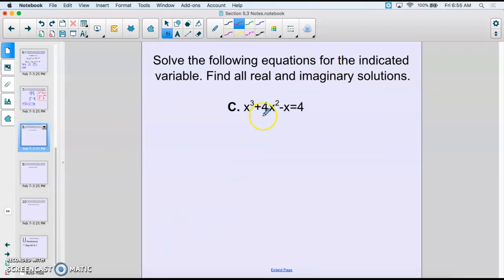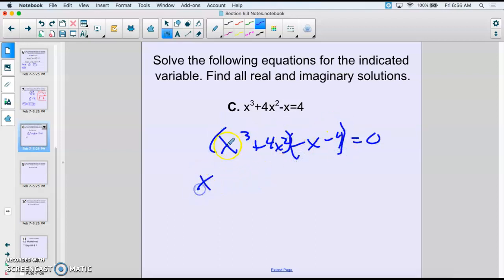Alright, here we go. This one, first let's get everything on one side. X cubed plus 4x squared minus x minus 4. We'll learn from our past mistake here. It wasn't a mistake, it was just a different way of doing it. Okay, now I have 4 terms. There's no GCF I can take out. And so I'm going to group.